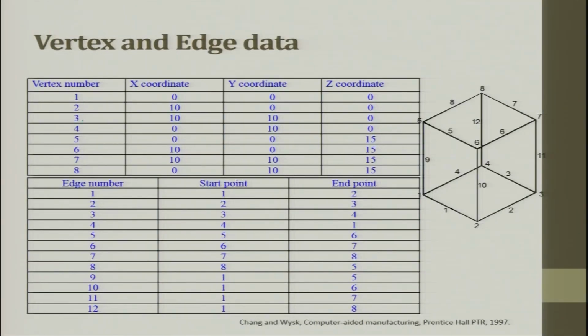So, vertices 1, 2, 3, 4, what are all the x, y, z? Then edge numbers, edge number 1, the starting point is 1 and the ending point is 2. Because you have defined all the vertices, you do not have to define the vertices once again here. So, you just say an edge is drawn connecting 1 and 2. For example, let us take edge number 8. It is trying to connect vertex 8 with vertex 5. Okay. This is how wireframe data is stored in a computer.